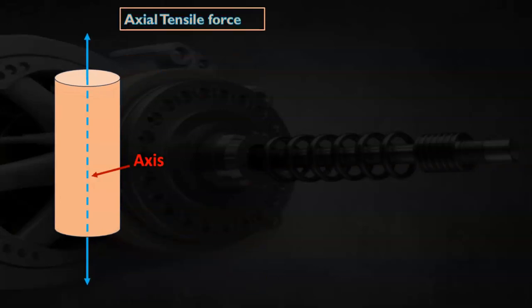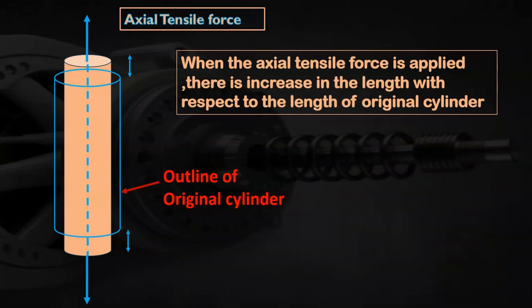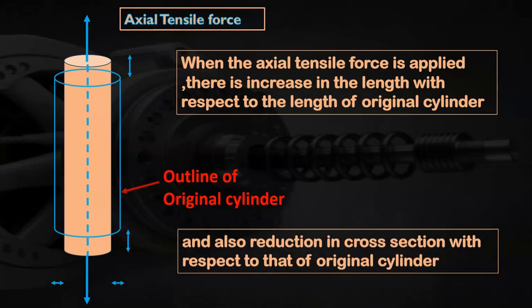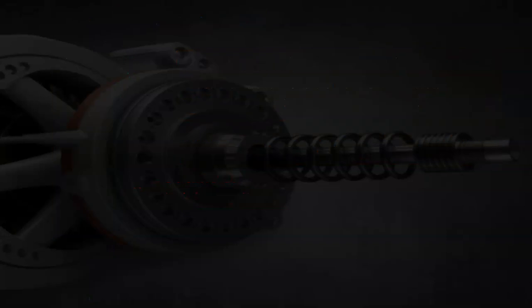In the same way, when axial tensile force acts, the effect produced is opposite to that of the axial compressive force. That is, when the axial tensile force is applied, there is an increase in the length with respect to the length of the original cylinder. In the figure, the outline of the original cylinder is shown in blue color. The increase in length and also the reduction in cross section with respect to that of the original cylinder is also shown in the figure.